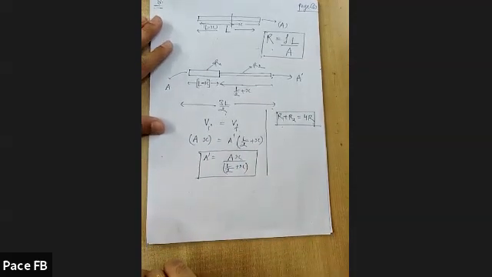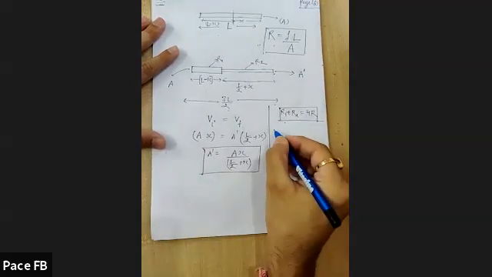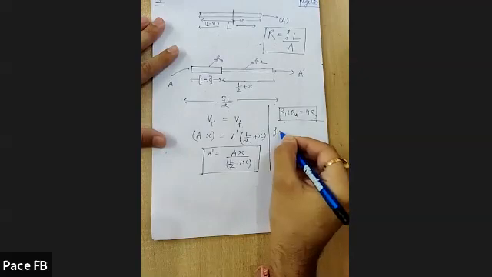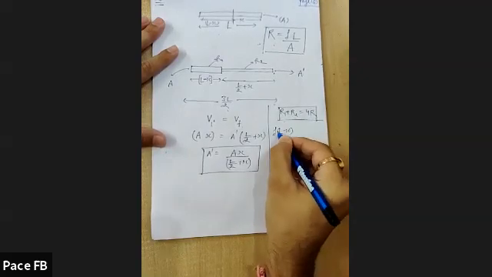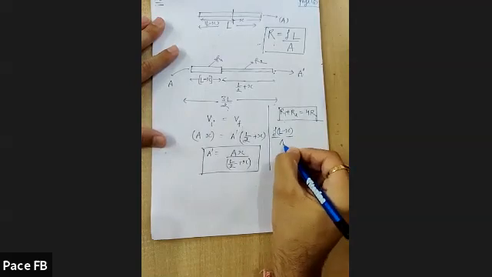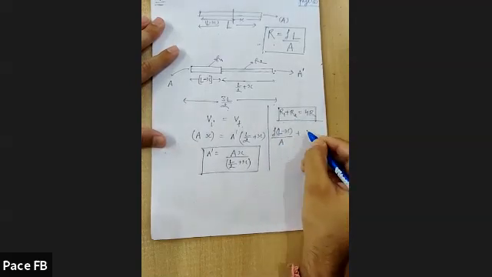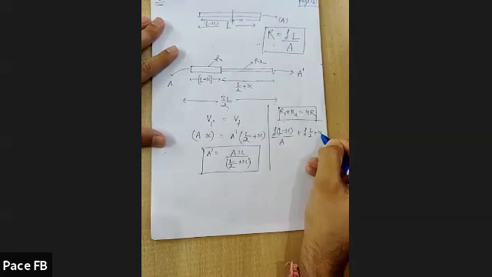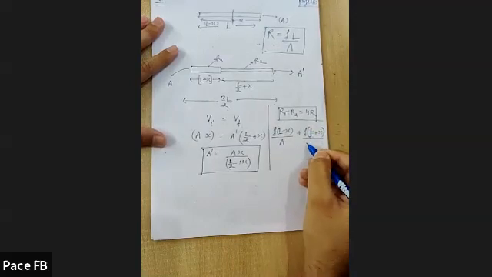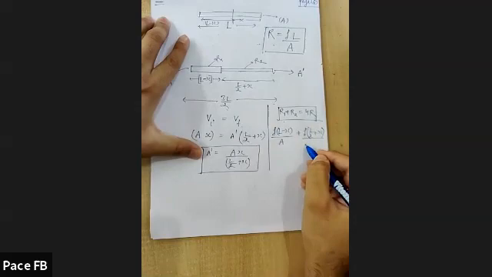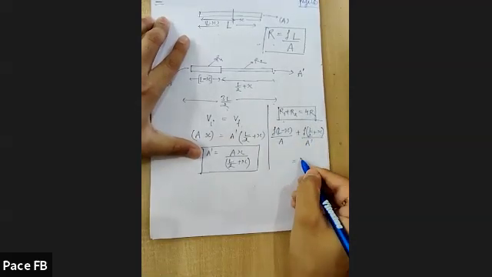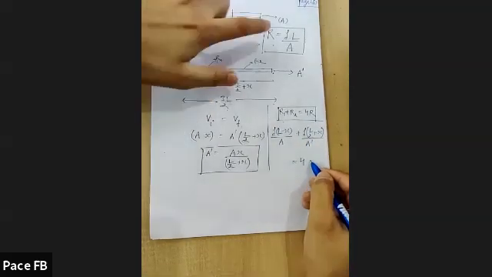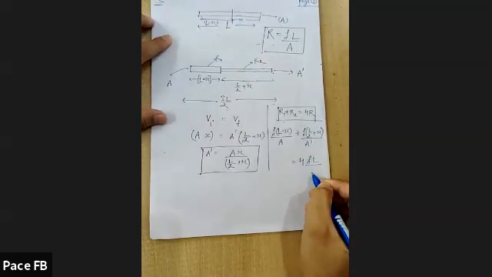Do it. So what is R1? R1 is equal to rho, length is L minus X upon area A, plus, what is R2? R2 is rho, length is L by 2 plus X upon area A dash. So what is A dash? That should be equal to 4 times R. What is R? R was rho L upon A.